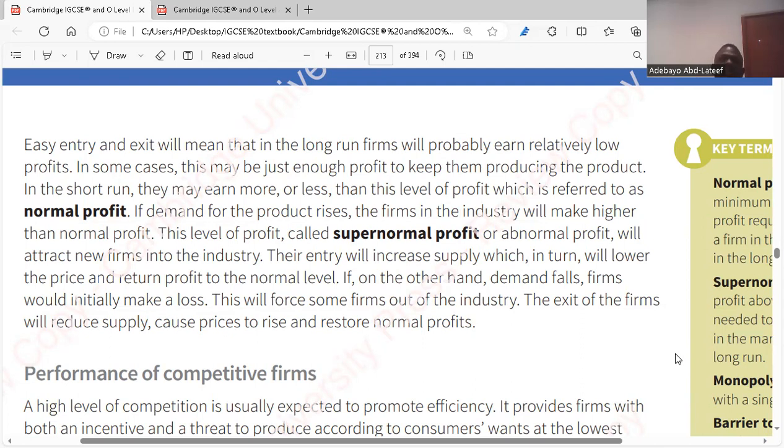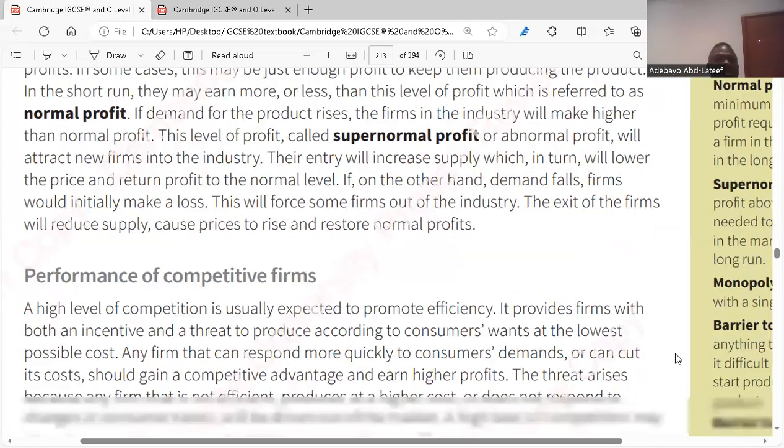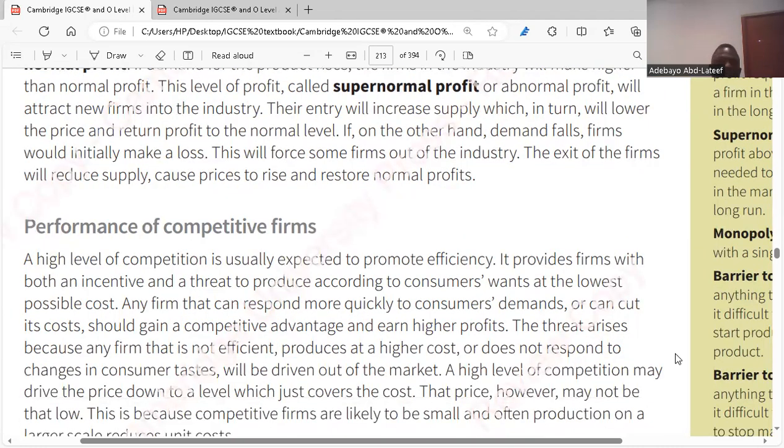Clear? Yes. On the other hand, if demand falls, firm would initially make a loss. This will force some firms out of the industry. The exit of the firms will reduce supply, cause price to rise and restore normal profits. So if demand falls, profit will fall. As a result, a lot of firms will leave the industry because they are not making profit anymore.